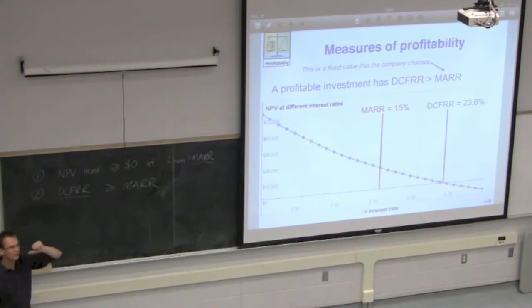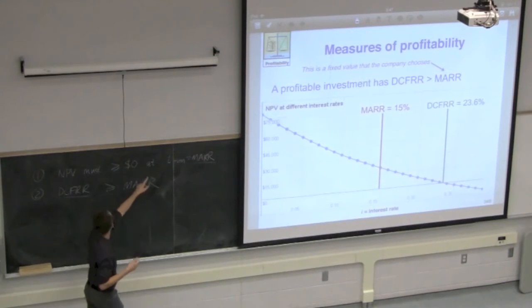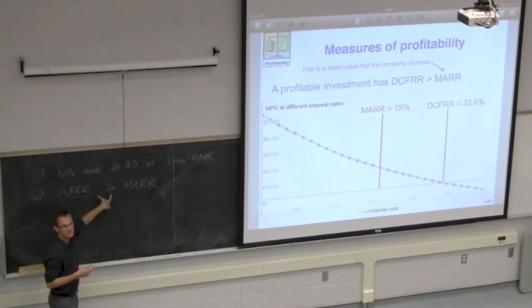Okay, so work through the combinations. Work with the person next to you, and can you get a project where NPV is negative at the time value of money, yet your DCFRR exceeds MARR?